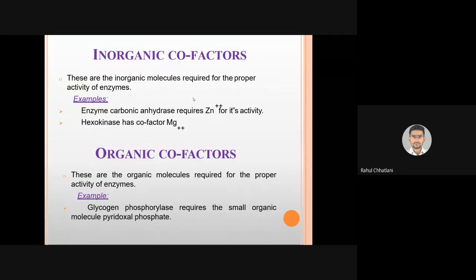Also see how an enzyme is being named. You can see carbonic anhydrase, hexokinase, all ending in ASE. So whichever the substrate is, the reactants that are going to be used, if you add ASE to their name, it will be the name of the enzyme. We are going to see the nomenclature of enzymes, so this is just a hint.